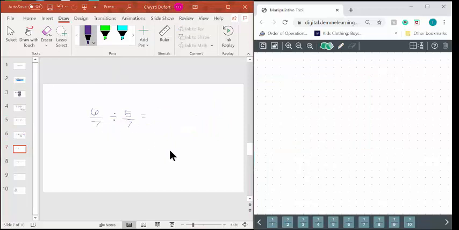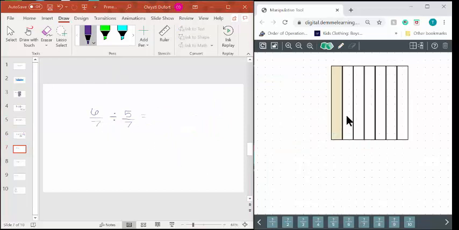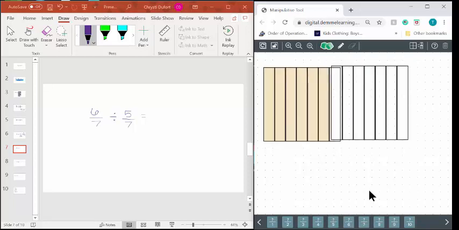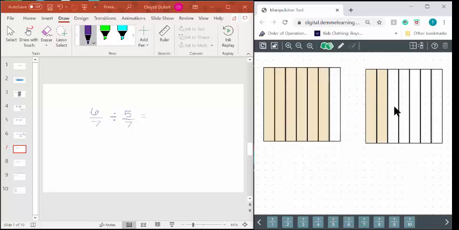All right, here, 6/7 divided by 5/7. So 1, 2, 3, 4, 5, 6/7 divided by 5/7. How many times is that 5/7 going to fit in the 6/7? It'll go in 1 whole time, right? And then I only have enough for one of these, and there's 1, 2, 3, 4, 5 of them. So it'll go in 1 whole time, and then I have 1/5 of another one.